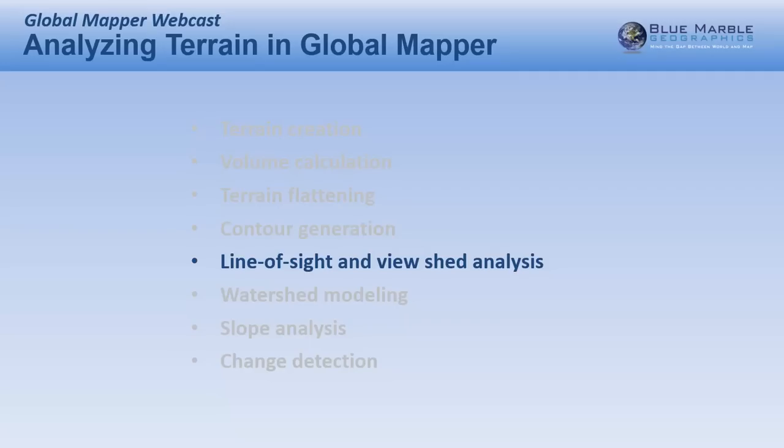In this next section, we're going to take a look at a couple of variations on the idea of analyzing visibility. One is based on a straight line: can I see point A from point B, two defined locations? And the other is, from a defined location, what can I see looking in multiple directions? That's my Viewshed analysis. So I get variations on this theme.